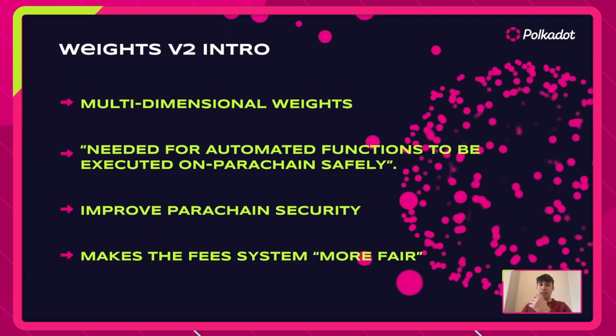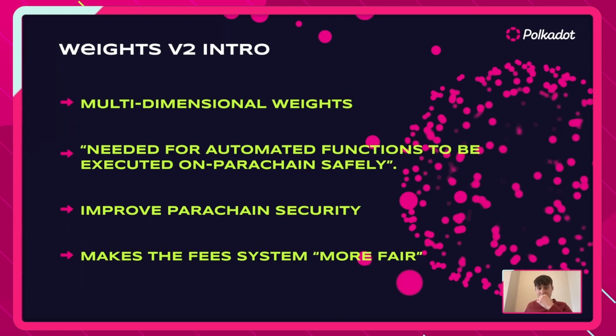This quote that we have here was coined by Gavin when he was explaining weights v2 at the Sub0 conference in November, and it's like the definition: weights v2 is needed for automatic functions to be executed on parachains safely. The automatic function here means some kind of migration that a parachain wants to do, XCM calls, or different scheduled calls that the parachains have, that are going to be executed in the future.